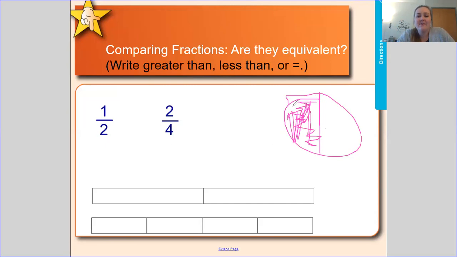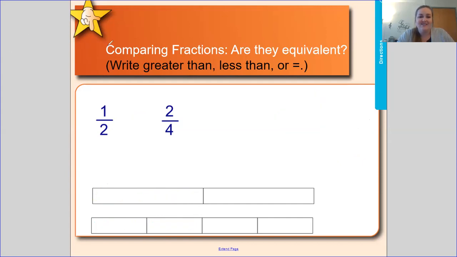If I cut it one more time into 4 slices and I do 2/4, those are the same thing. So all I'm going to have to do is put equal. It's another way of looking at it. If they do 1 out of 2 or 2 out of 4, it's the exact same thing, or it's equivalent, or same.